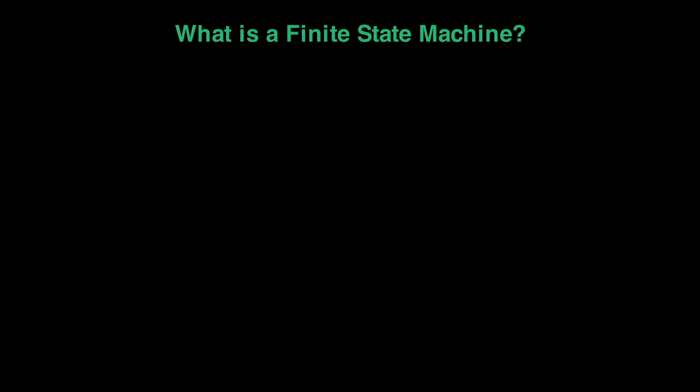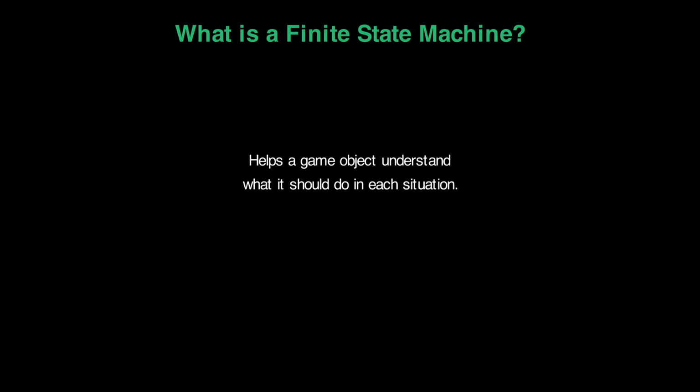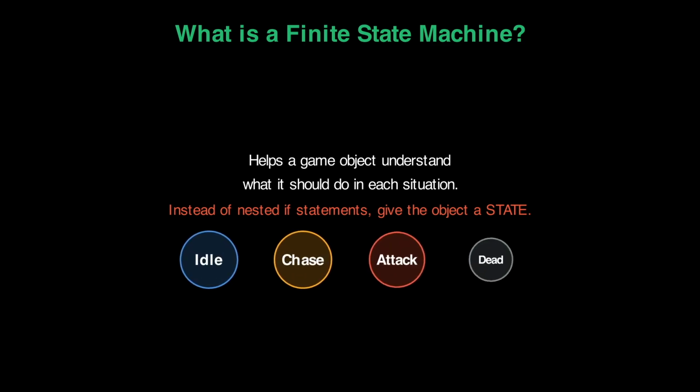A finite state machine helps a game object or unit understand what's happening and what it should do in each situation. Instead of writing many if or nested if statements, we can give the game object a state. When the state changes, the unit's behavior changes automatically. This makes the code cleaner, easier to read, and easier to maintain. For example, in a real-time strategy game, a unit can be in states like idle, chasing, attacking, or dead.